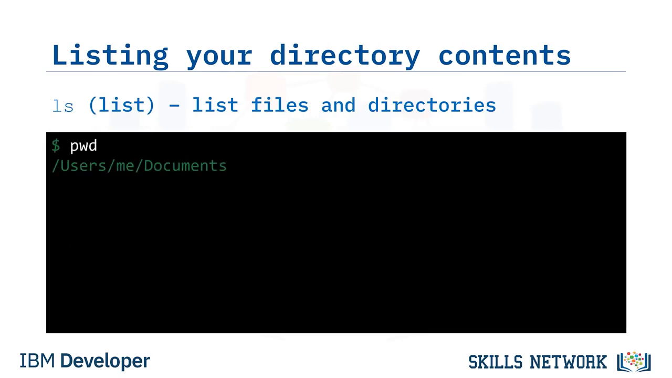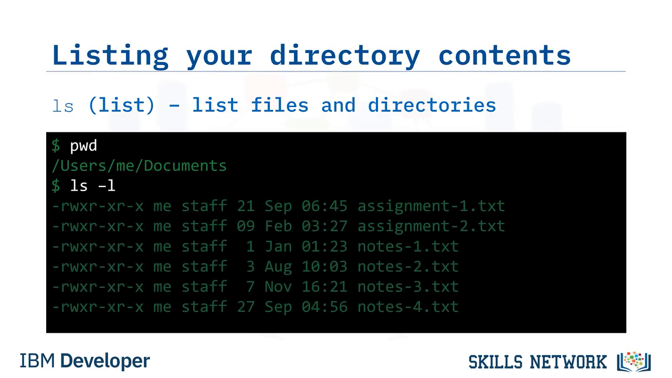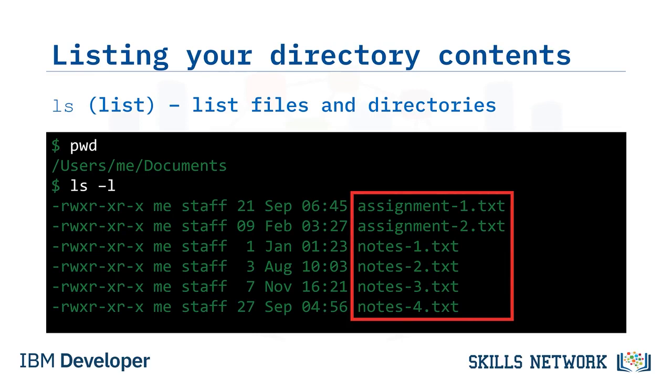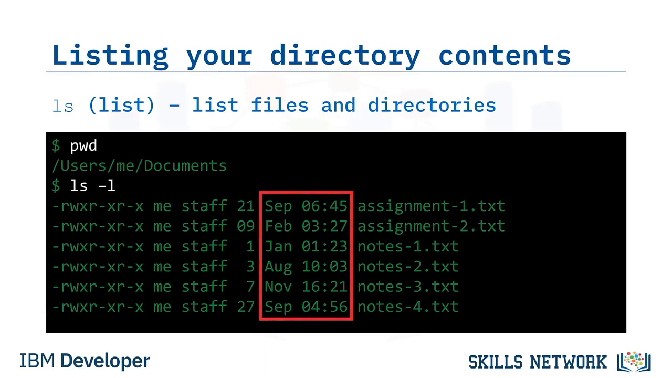Now, suppose you are currently working in your Documents folder. You can use ls with the -l option, which will show child files and directories in a longer, more detailed format. And you can see all child files and directories along with additional details such as permissions, last modified date, and owner.